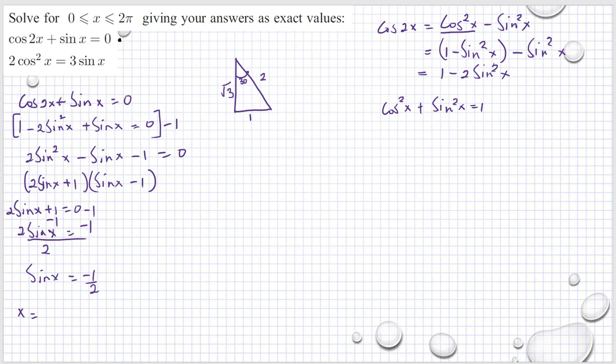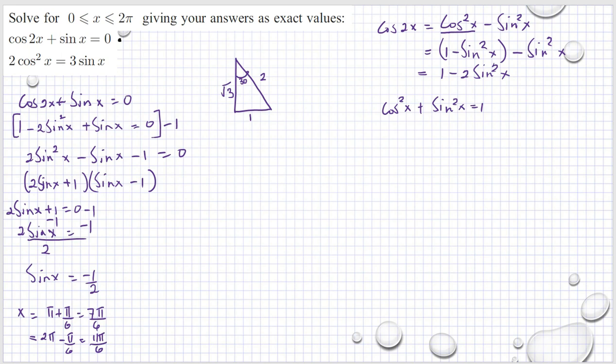it's negative, that means we have the third quadrant. So we have pi plus pi over 6, then we have 7 pi over 6. And on the fourth quadrant also, we have 2 pi minus pi over 6. Then we have 11 pi over 6.